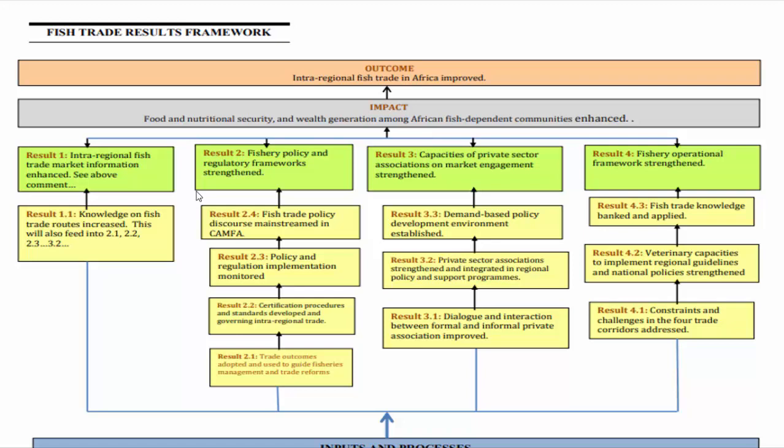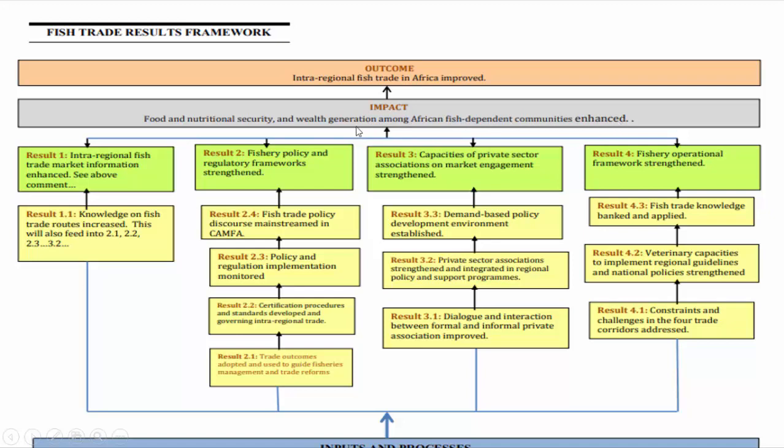So now what you get here is that these results, if all these results are achieved, just by looking at it, it gives you an indication of what their theory or logic is: that if you have intra-regional fish trade market information enhanced, fishery policy and regulatory frameworks strengthened, capacities of private sector associations on market engagement strengthened, and fishery operation frameworks strengthened, what you're going to get is food and nutritional security and wealth generation among African fish-dependent communities enhanced.